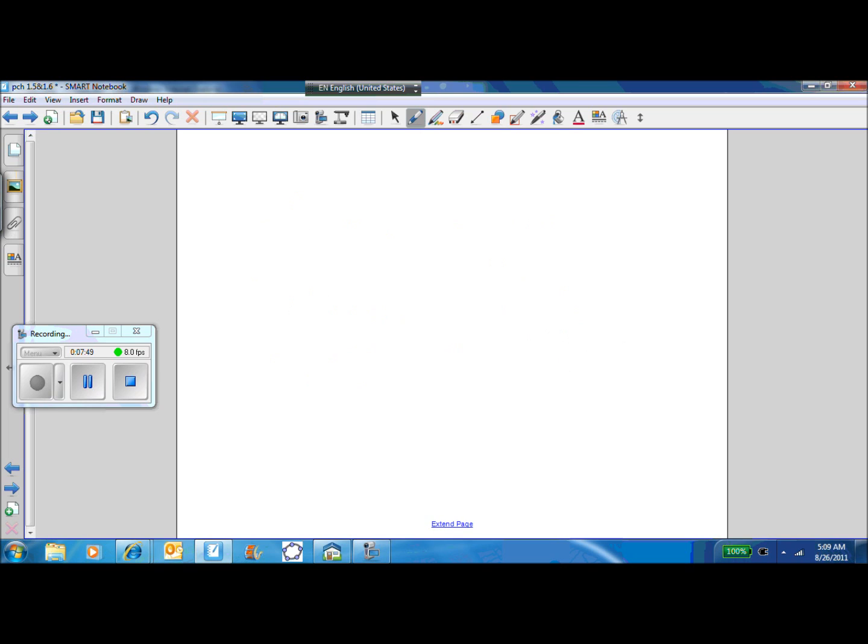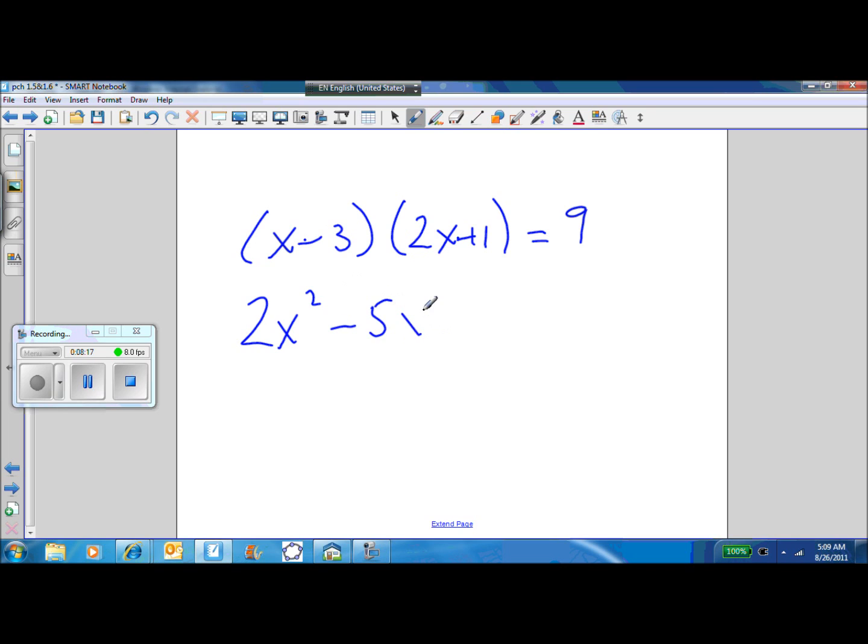Now be careful with this, because if I go x minus 3 times 2x plus 1 equals, can I say 9? You can't just set each of these equal to 9. It's the zero product property. So you're basically stuck on this one, and you have to expand it out. 2x squared minus 6x and x is minus 5x minus 3 equals 9. So 2x squared minus 5x minus 12 equals 0.